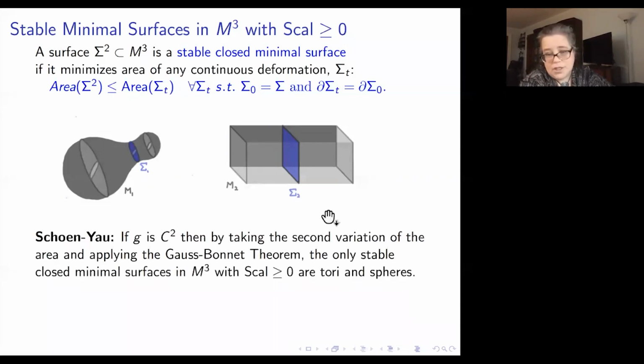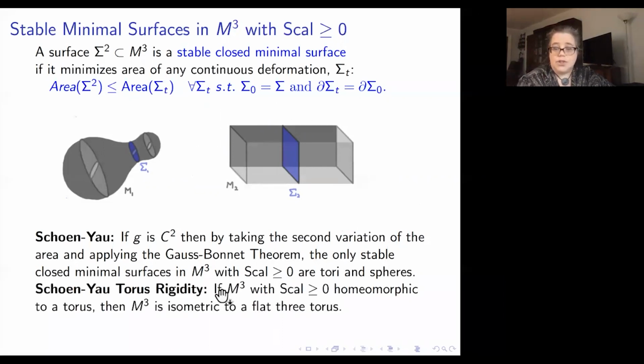And Schoen and Yau proved that if g is a C2 Riemannian manifold, then by taking the second variation of area and applying the Gauss-Bonnet theorem, the only stable closed minimal surfaces in M3 with scalar curvature non-negative are tori and spheres, looking like these two pictures. And they have the torus rigidity theorem that says if M3 with scalar curvature greater than or equal to 0 is homeomorphic to a torus, then M3 is isometric to a flat 3-torus. As soon as this minimal surface is a torus, it starts becoming flat, and they get the whole torus rigidity from there.